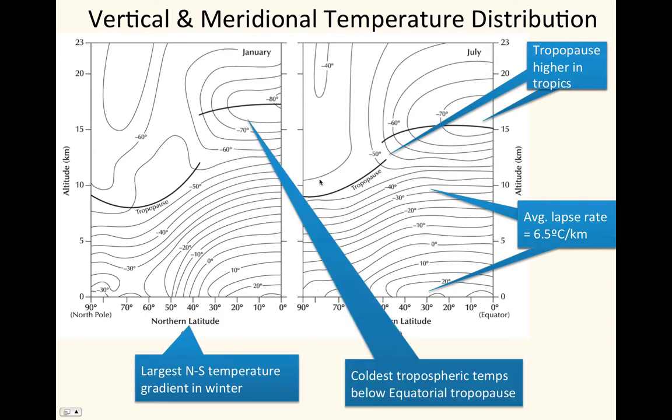Last thing to look at is, because the average lapse rate is about 6.5 degrees Celsius per kilometer in the troposphere, and because the troposphere is tallest over the tropics, that means there's a large chance for temperatures to drop as you go up very high towards the tropical tropopause. That means that just beneath the tropical tropopause are the coldest tropospheric temperatures.